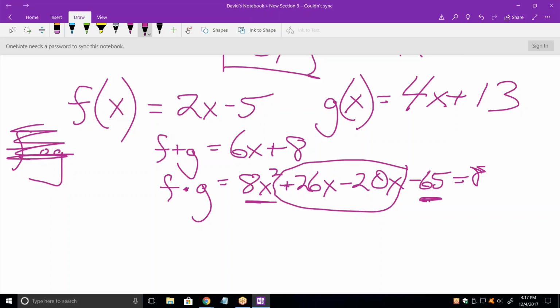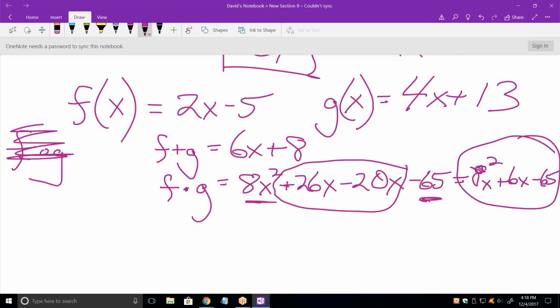So we end up with 8x squared plus 6x minus 65. And that's f times g of x, or f of x times g of x, or f times g. All of them mean the same thing. What else do they want?